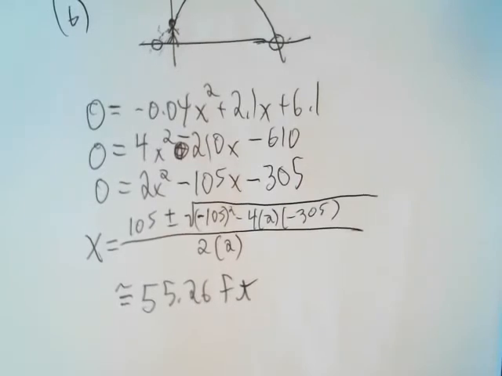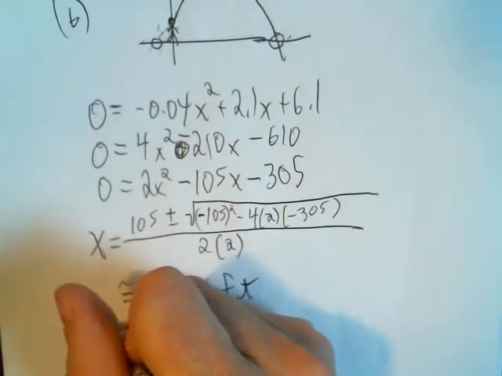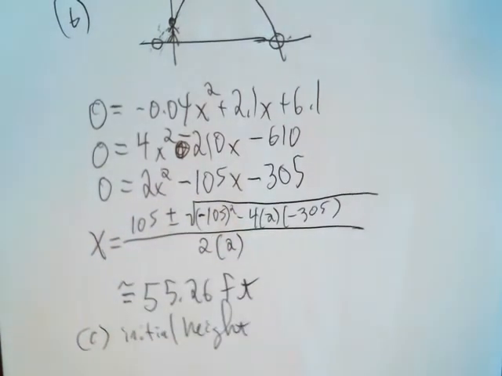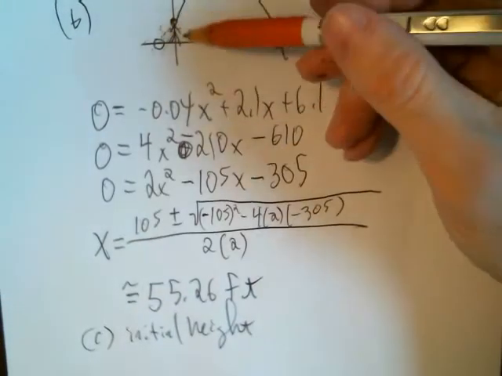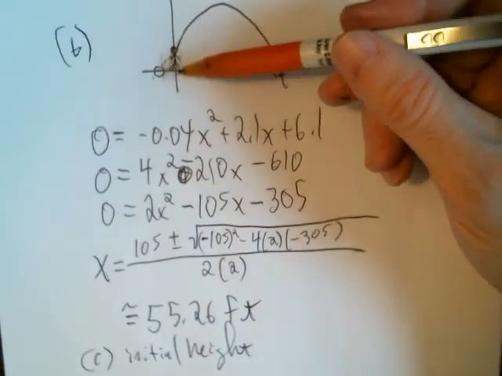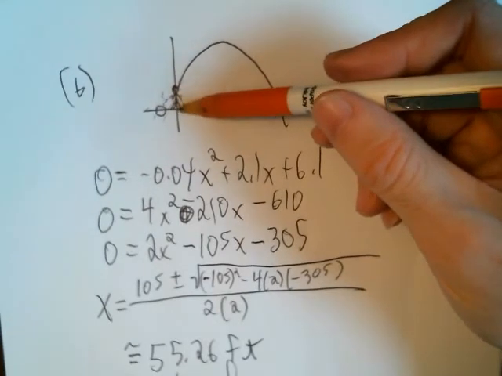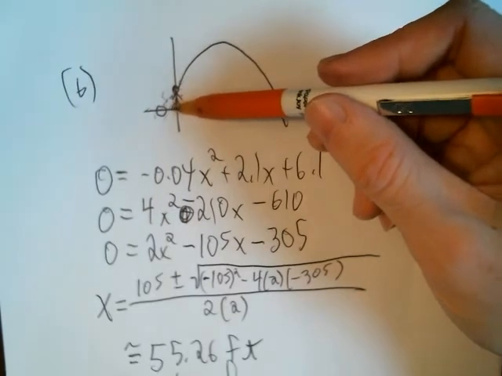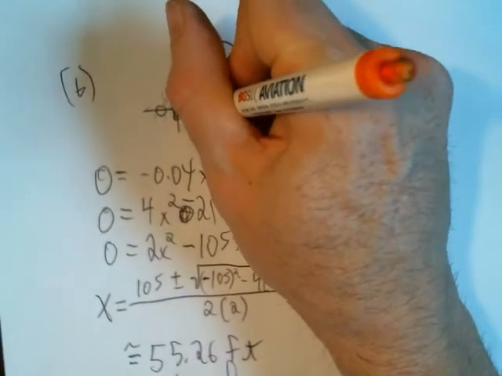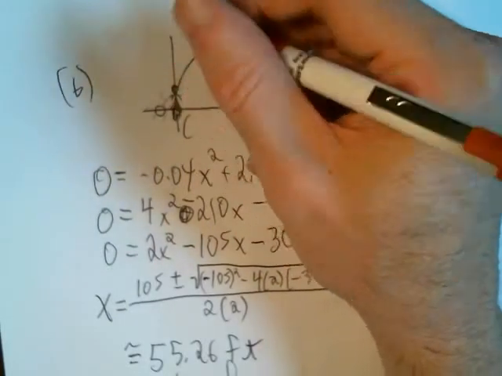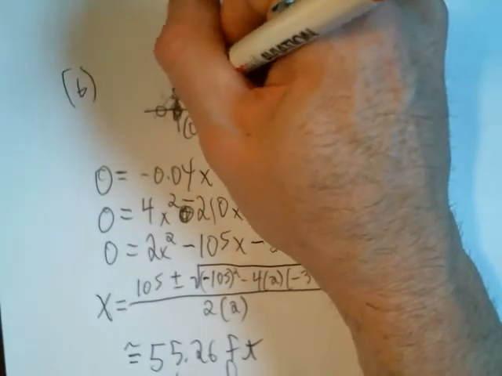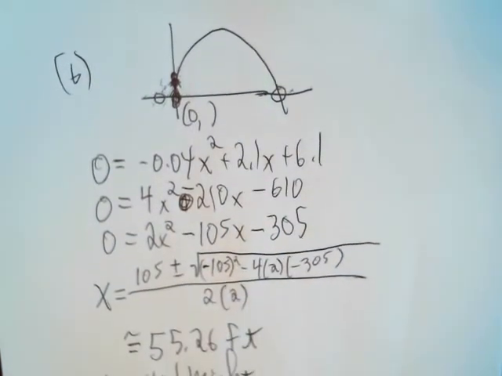Part C then, the last question. From what height was the shot released? So what is the initial height? You can tell that by looking at the graph: what's the y value when x is 0? At this position where the person's standing, the x coordinate is definitely going to be 0. And then the y coordinate will be the height of the throw, the initial height.